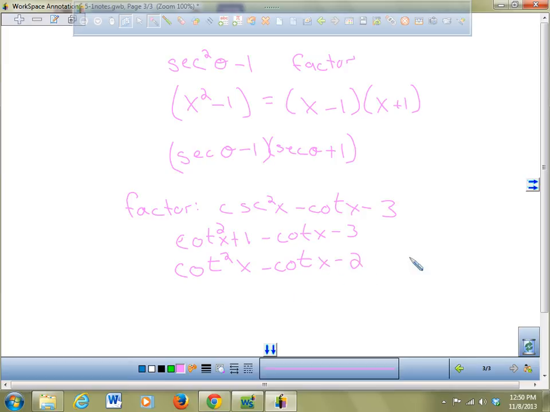Pretend they're x's, then they'll be more friendly. X squared minus x minus 2. Could you factor x squared minus x minus 2? Then you could factor cotangent squared x minus cotangent x minus 2. How would I factor that? Yeah, minus 2 plus 1. So when I factor this, same thing, I just do cotangent of x minus 2 times cotangent of x plus 1.